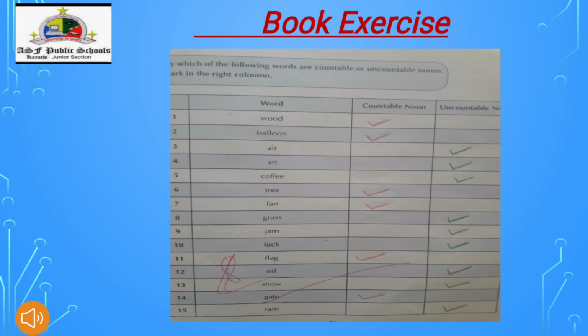Now kids, you have learned what countable and uncountable nouns are. Now let's do the exercise in your book for practice. It's page number 21, exercise A, and the question is: identify which of the following words are countable or uncountable nouns. Tick mark in the right column. Here we have 3 columns. Kids, if you find the word is countable, you have to place a tick against the word in the countable column. But if you find the word is uncountable, then place a tick against that word in the uncountable column.